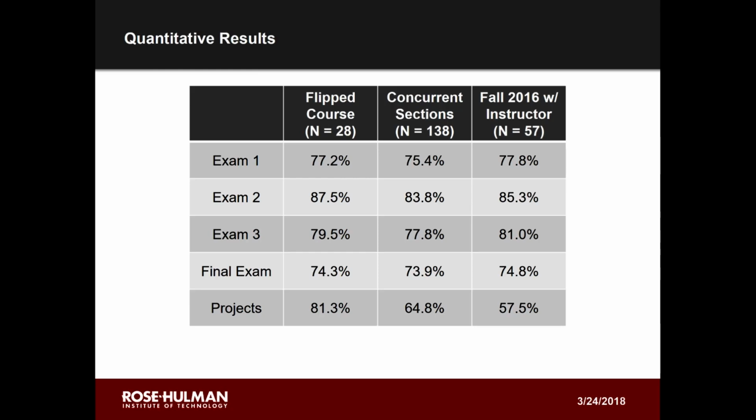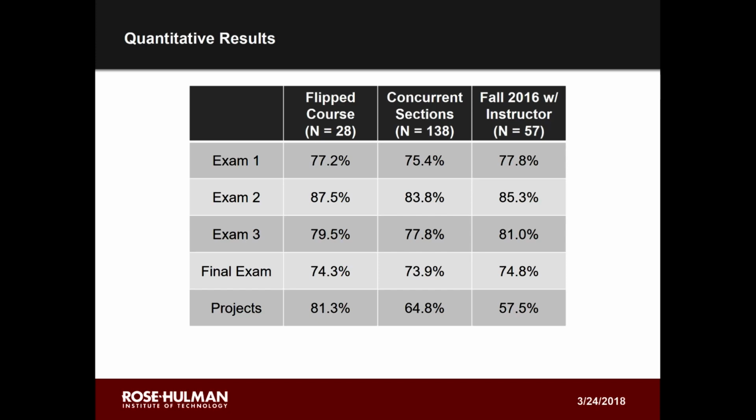It's the fall 2016 results with myself as the instructor, so just trying to isolate myself as a variable as well. Of note for that last column, the exams 1, 2, and 3 were different last year than this year, so I can't really make any result on the direct number comparison there, but the final exams were common from year to year.